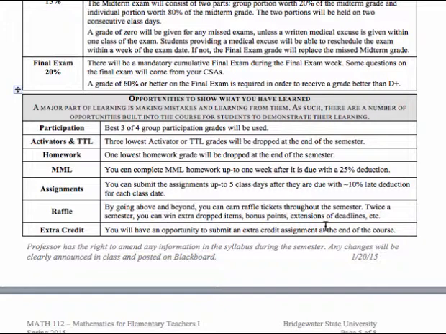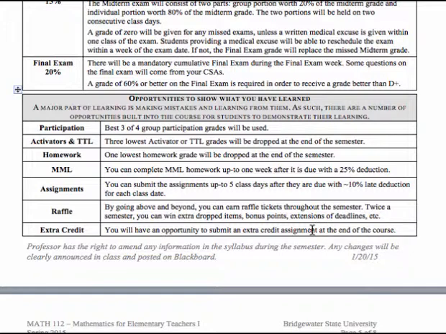The lowest 3 activators or tickets to leave will be dropped at the end of the course. 1 lowest homework grade will be dropped at the end of the course. My Math Lab homework, you can complete a week late with only a 25% deduction. Assignments, again, you can submit them late with a 10% late deduction for each class that you're late.